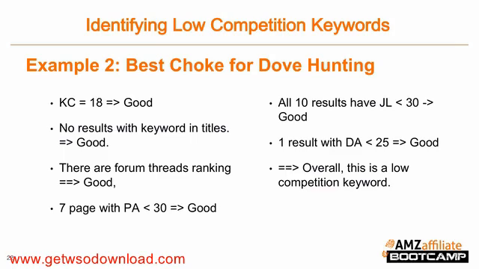There's also 7 pages with page authority less than 30. That is a pass. Also, all 10 results have juice links less than 30. That's also a thumbs up. 1 result with domain authority less than 25. That's also pretty good. So overall, this is another example of a really good low competition keyword.